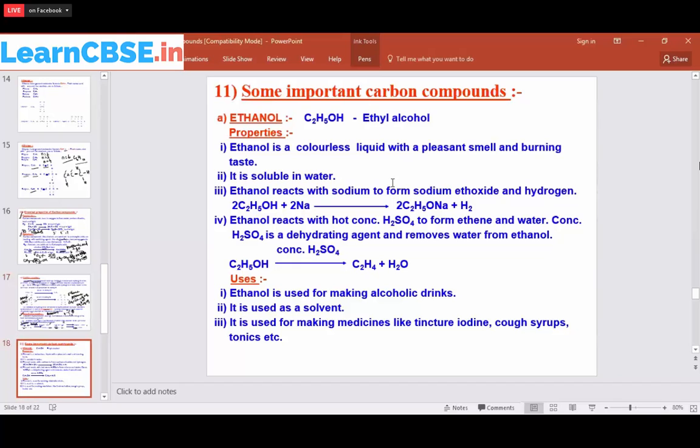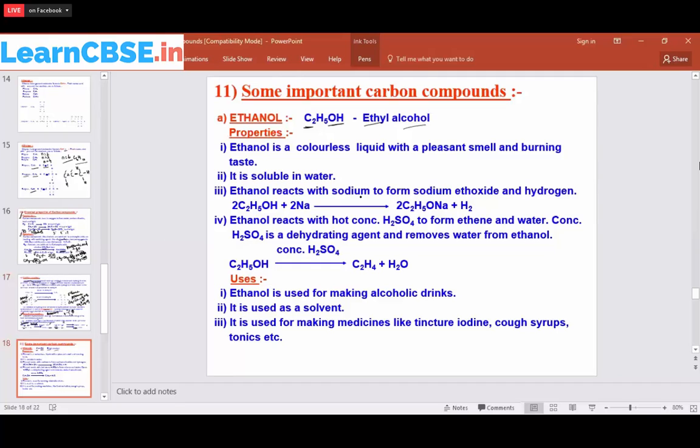Now, next one is some important carbon compounds. So ethanol. From the name itself, we know that ethanol, OL, indicates alcohol. The OH group is present. There are two carbon atoms, so we call it ethyl alcohol. What are all the properties of ethanol? It's a colorless liquid with a pleasant smell and it will also burn very well. That's why we use it in spirit lamps. It is easily soluble in water in all proportions, and it also acts as a good solvent.